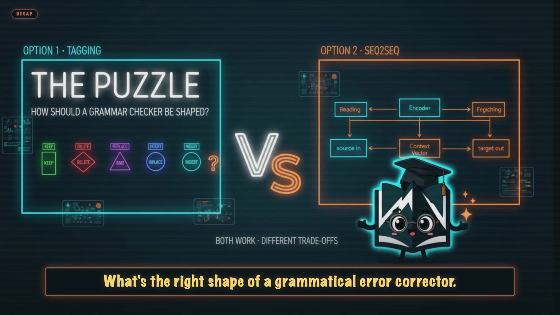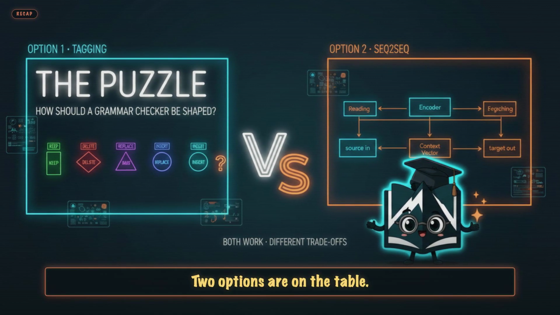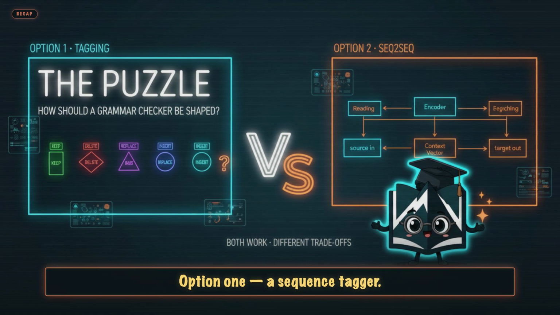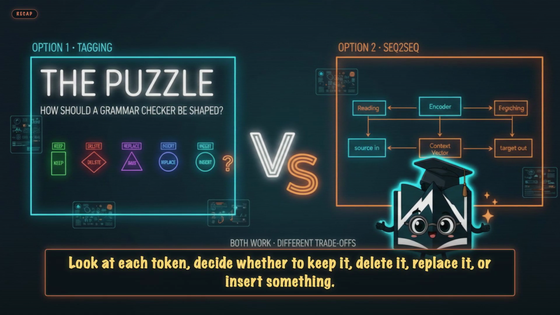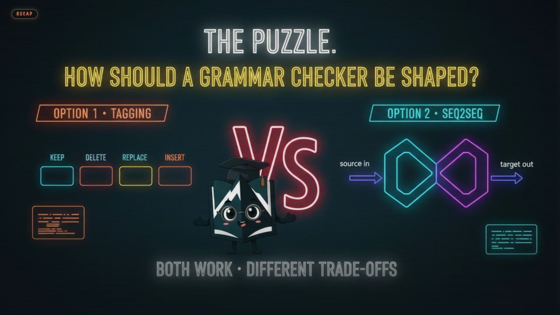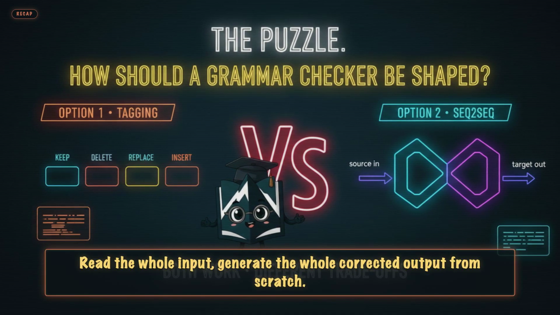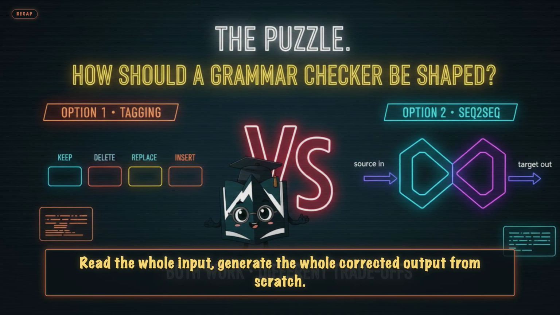Today's puzzle. What's the right shape of a grammatical error corrector? Two options are on the table. Option 1, a sequence tagger. Look at each token, decide whether to keep it, delete it, replace it, or insert something. Option 2, a sequence-to-sequence model. Read the whole input, generate the whole corrected output from scratch. Both work, they fail differently.